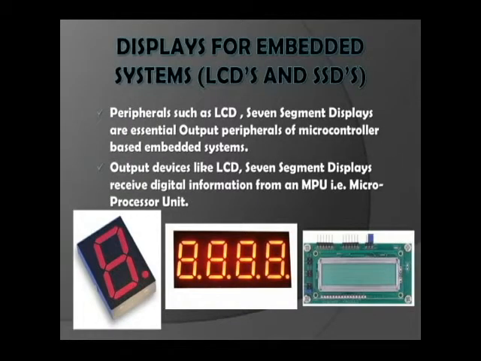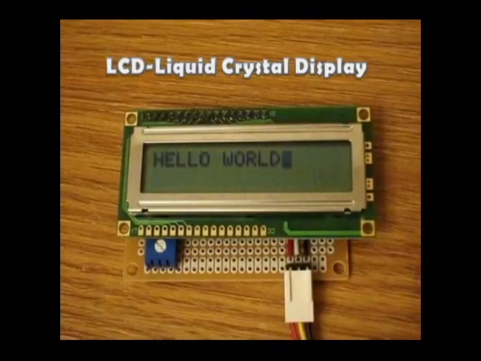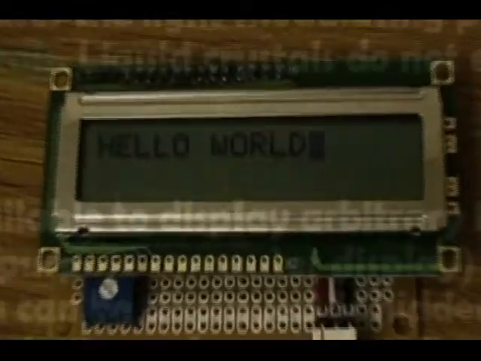Displays for embedded systems. Peripherals such as LCD and 7-segment displays are essential output peripherals of microcontroller-based embedded systems. Output devices like these receive digital information from an MPU, that is a microprocessor unit. This is an example of a liquid crystal display.